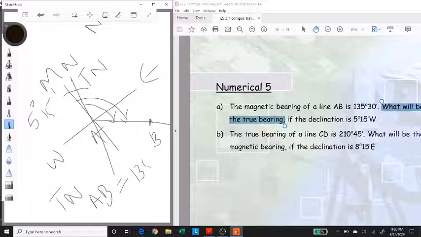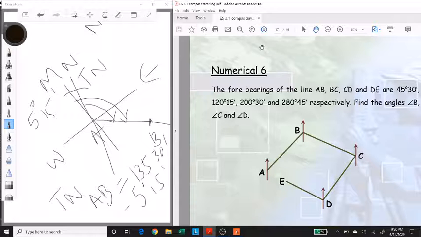135:30 minus 5 degrees 15 minutes. Since the bearing given was from the magnetic north, and the magnetic north was towards the west. Had it been towards the east, then we would have added the declination to the magnetic bearing to get the true bearing. So this is how you do it, and similarly you can do part B, which is basically almost similar. Let's see the last numerical in this slide.